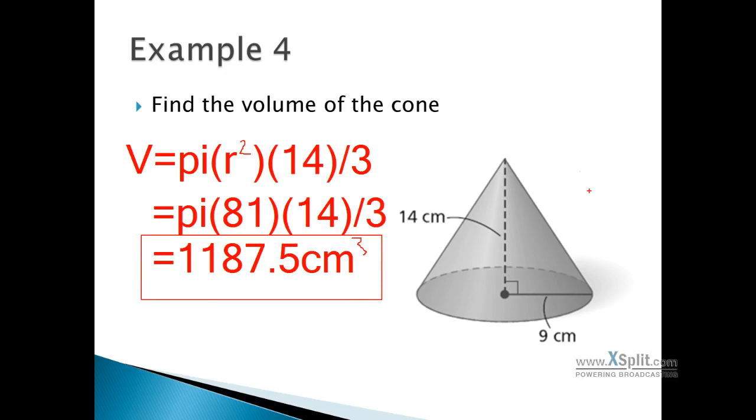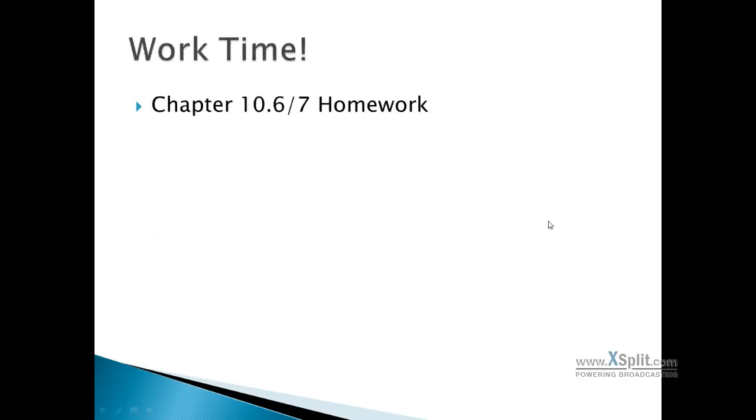If you have any questions, as always, email me, let me know. I'd be glad to answer them. Assignment for tonight is in the book, section 10.6 and 10.7, getting some practice with these prisms, pyramids, cones, and cylinders volumes.